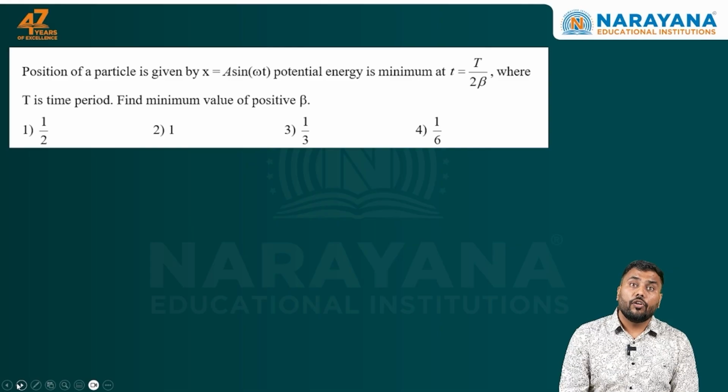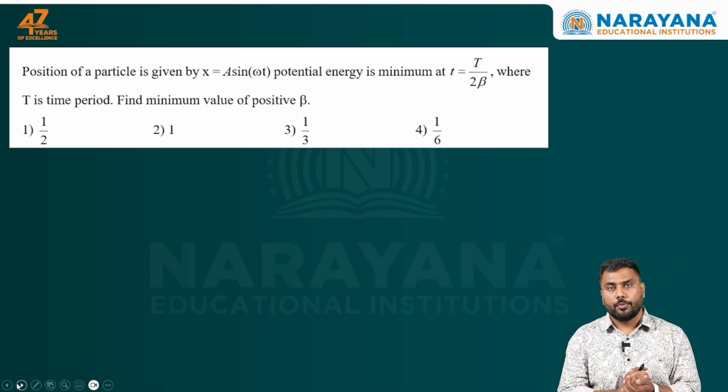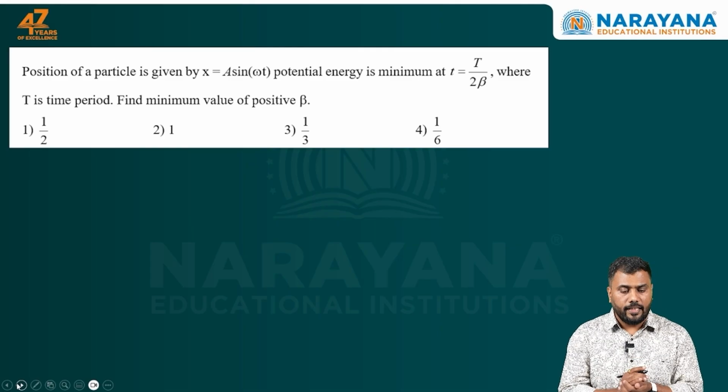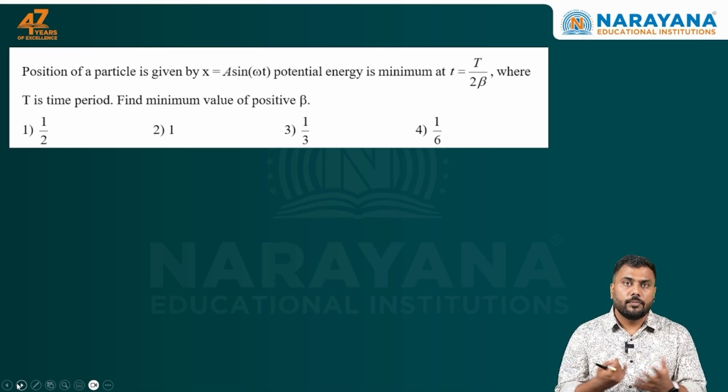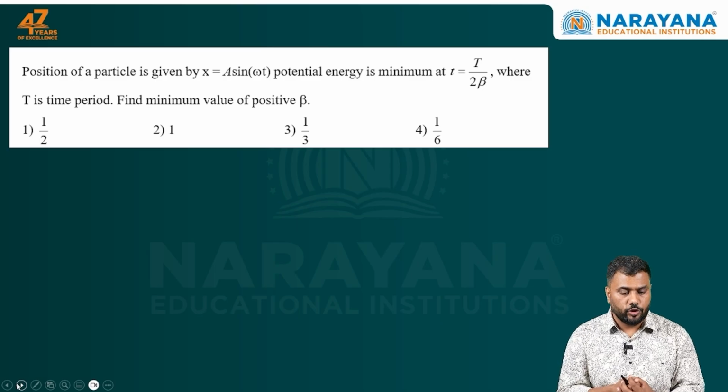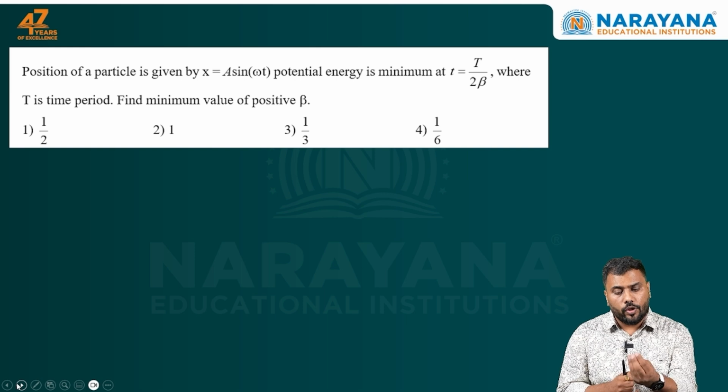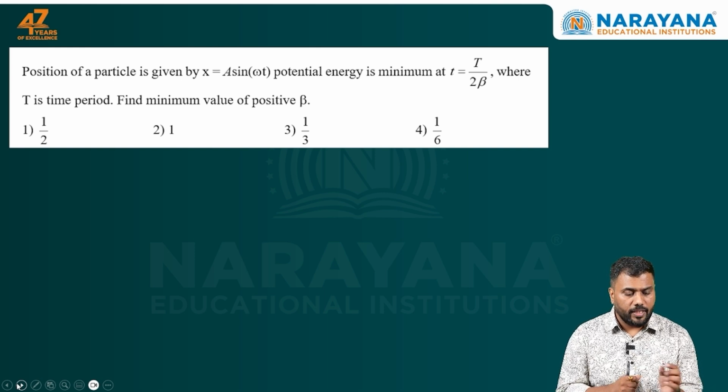The next question is again a very easy question from simple harmonic motion. The question says that there is a particle whose displacement x is given by a sin omega t, which is nothing but the displacement equation in simple harmonic motion. The potential energy is minimum at time small t equal to capital T by 2 beta, where T is the time period. Find the minimum positive value of beta.